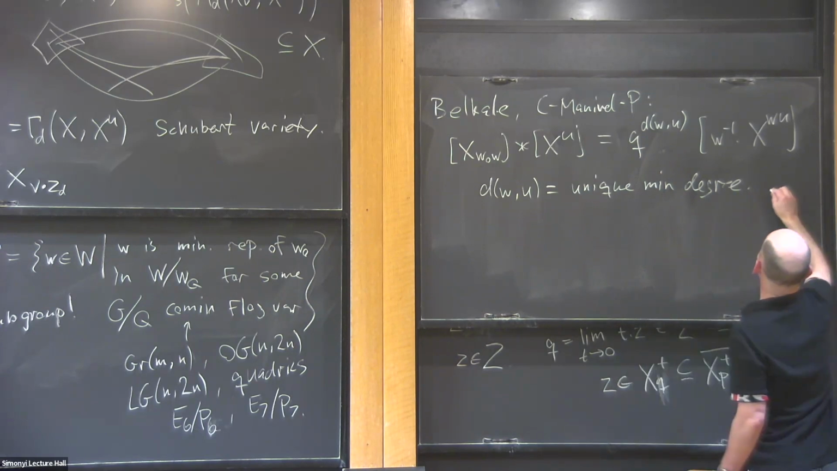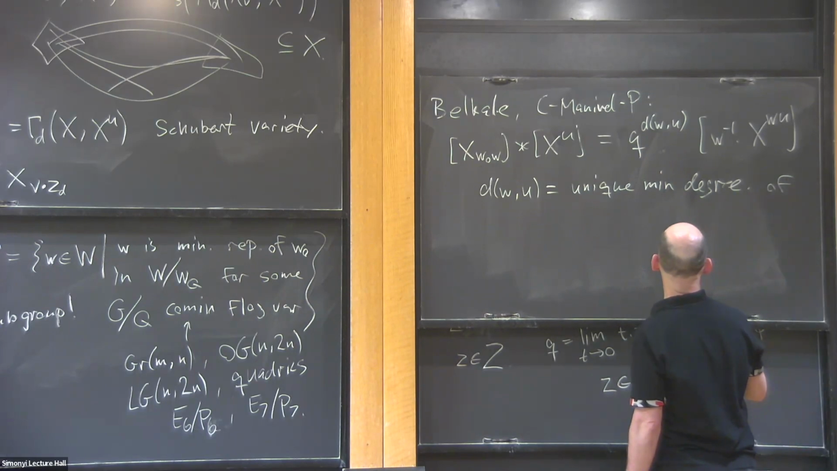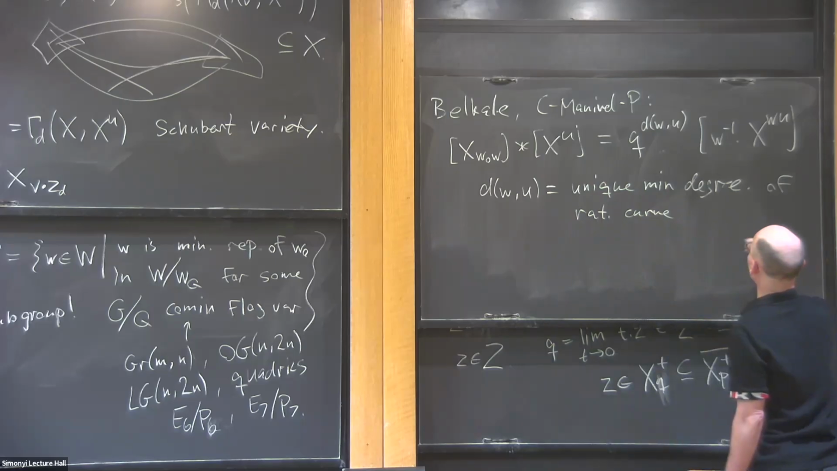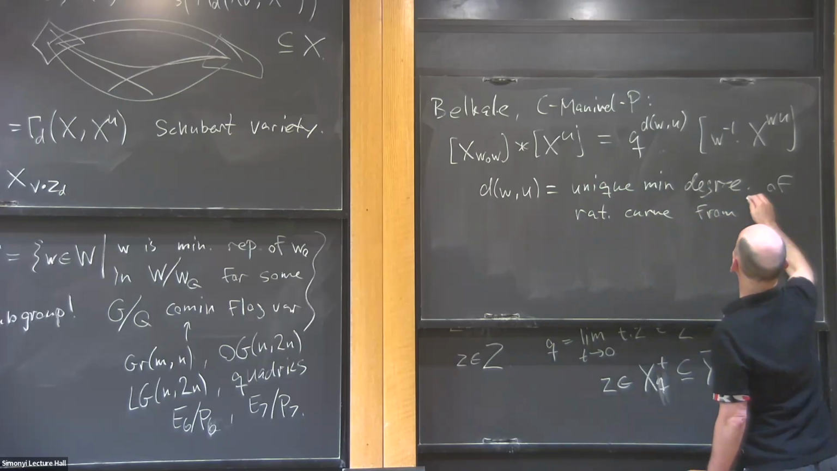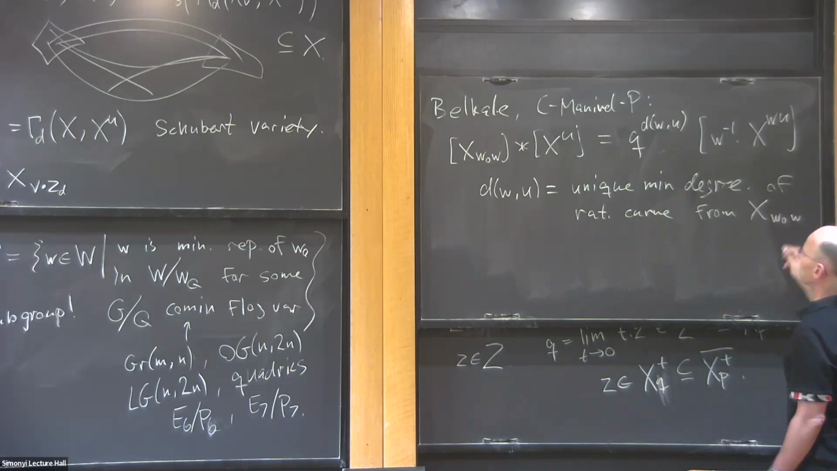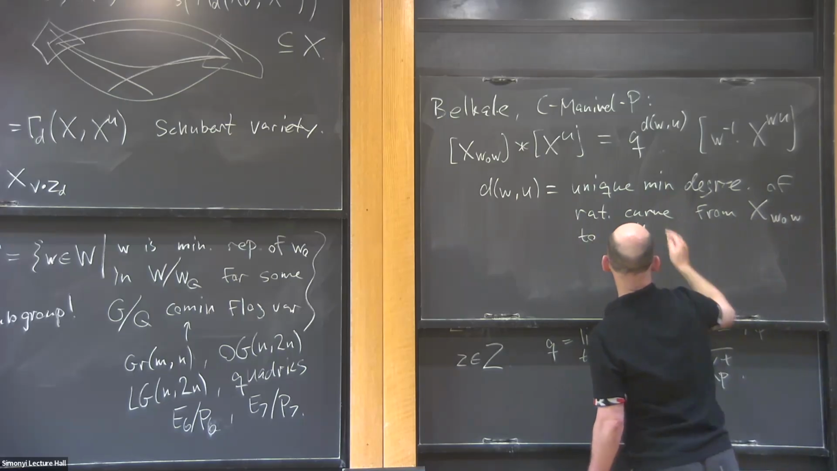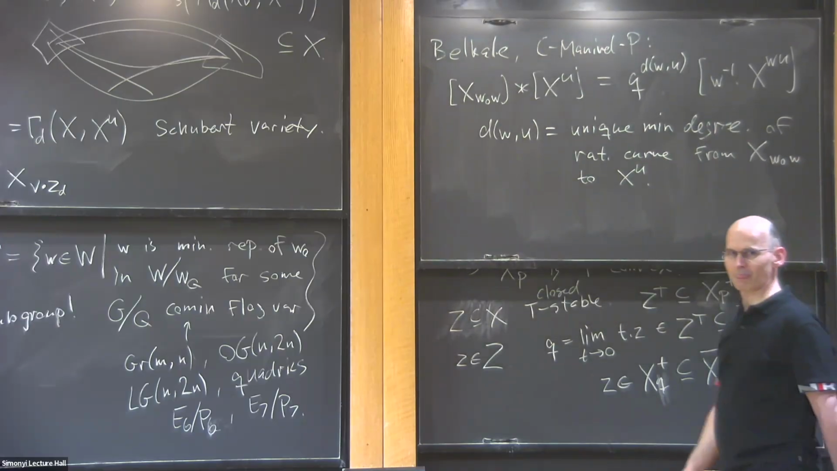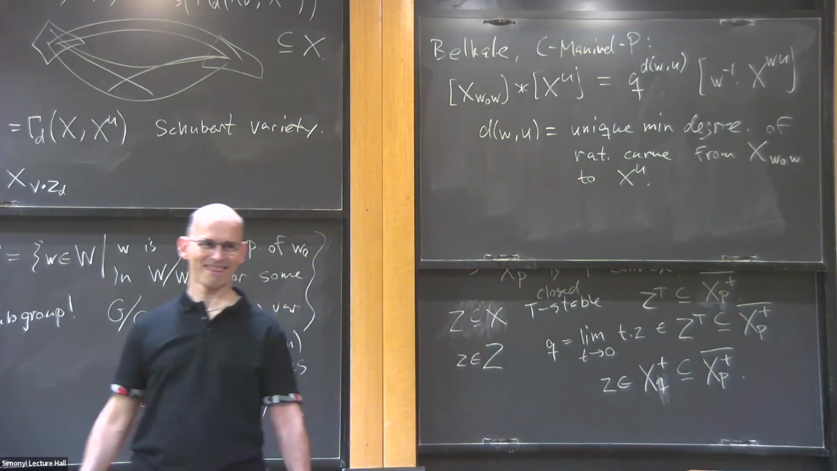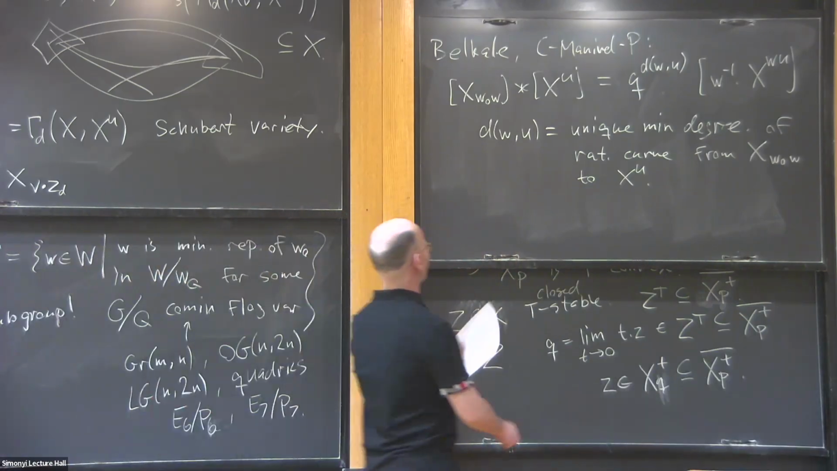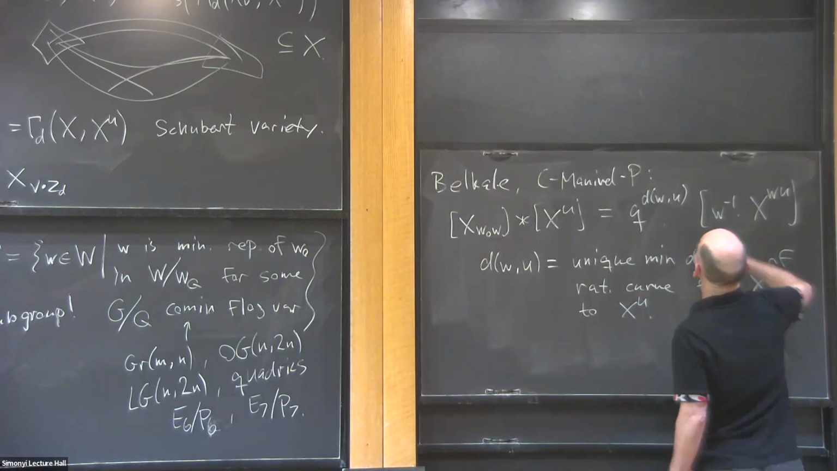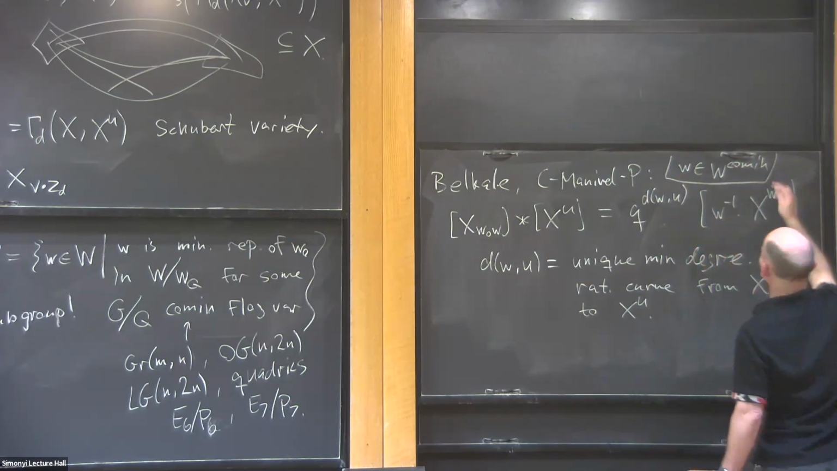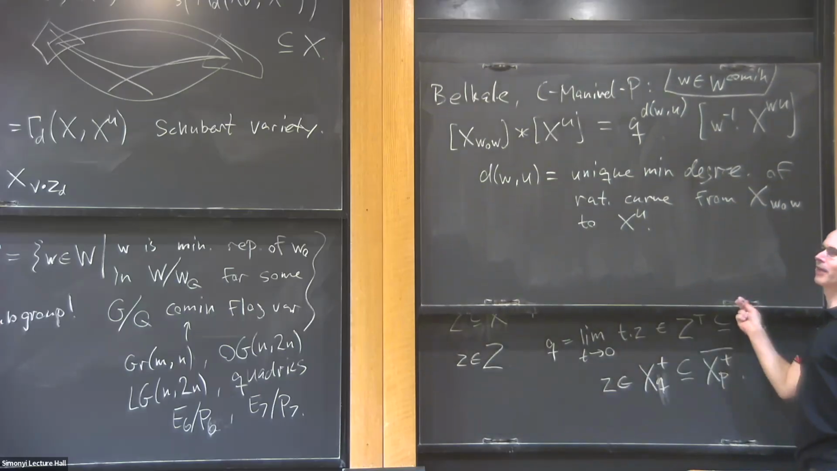Okay, degree of what? Of a rational curve that connects, let's say, the first Schubert variety to the other Schubert variety. You said it, but which one of these is assumed to be what? Oh yeah, I should say that. That's the w. w is in W upper cominuscule. You can multiply with these, and that's very easy.